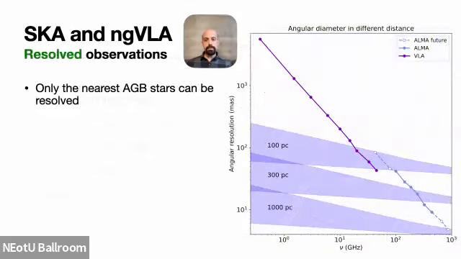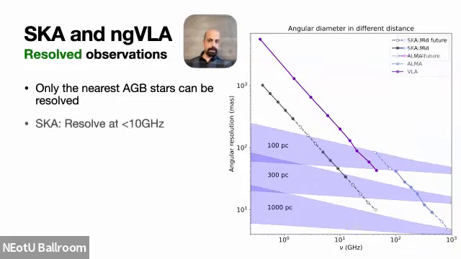Now let's go for the more exciting resolved observations. As we saw earlier, ALMA and VLA have the ability to resolve the nearest AGB stars. But SKA can bring the ability of ALMA in resolving the AGB stars to much lower frequencies. As a result, if we use both arrays together, we can observe in our neighborhood AGBs from 5 gigahertz to more than 1 terahertz by using ALMA and SKA together.